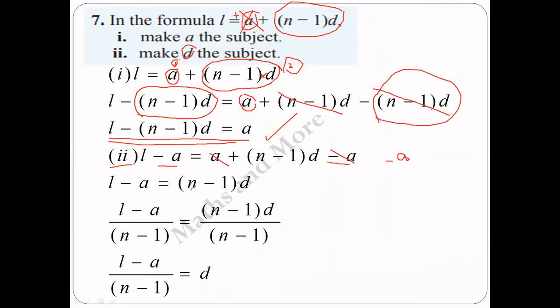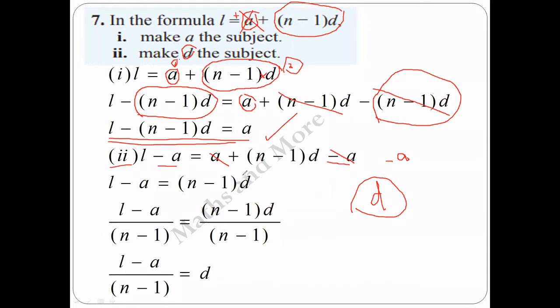What is the term remaining? N minus 1 times D in the right hand side. In this side, L minus A remains. Now we want to keep only D. D is the subject. You want to keep only D in one side. All the other terms should be in the opposite side.